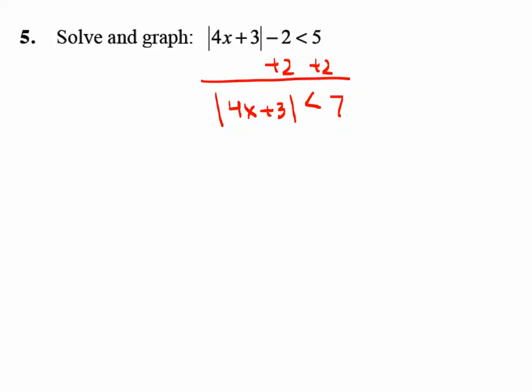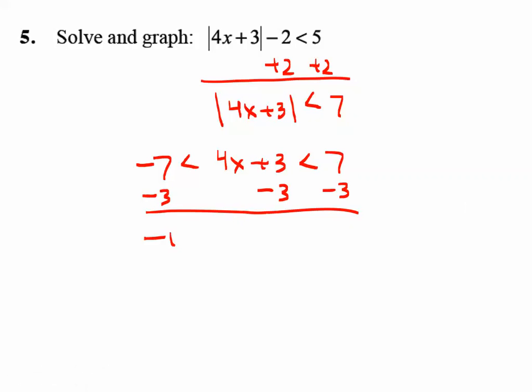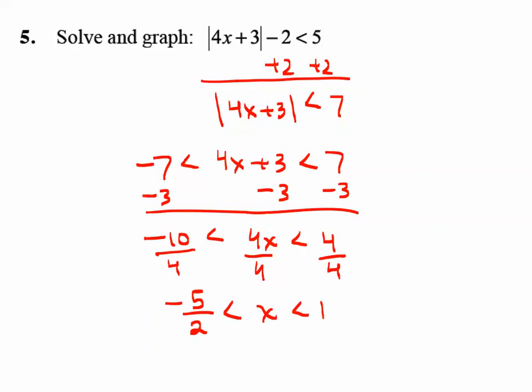Alright, let me go ahead and keep on going here. So, in an "and" statement, there's a shortcut way of writing it. There it is. Put the -7 on the other side, and then just work on all 3 sides at the same time. So how about a -3 here, a -3 here, and a -3 here. So a -10, a 4x in the middle now, and a 4 on that side. Divide through by 4. Leaves us with -5/2 is less than x is less than 1.